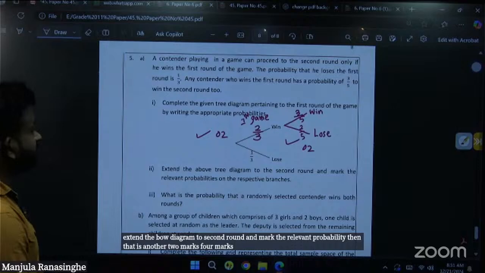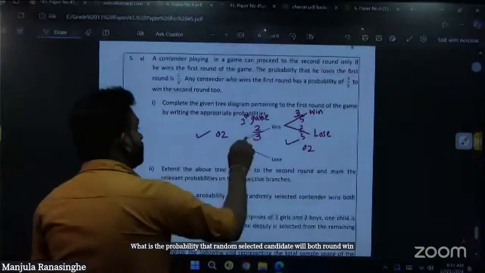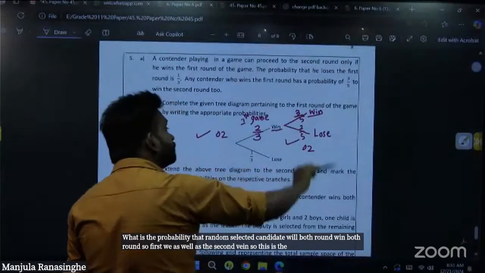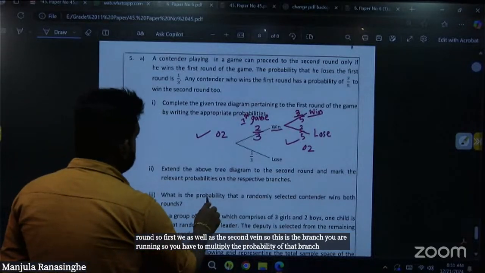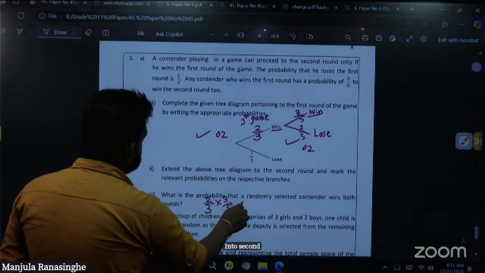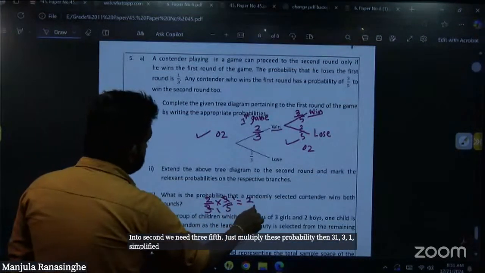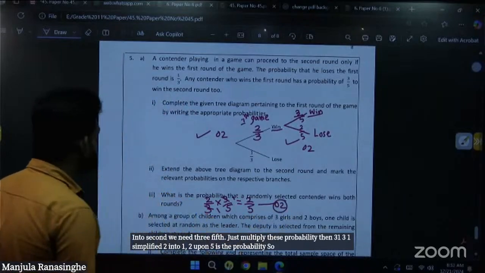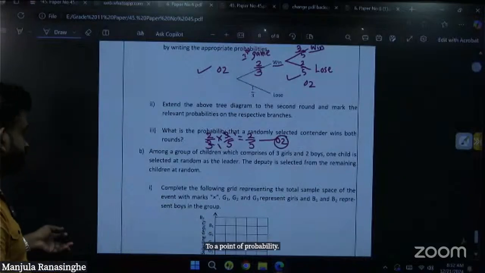What is the probability that a randomly selected contender wins both rounds? So first win as well as second win. So this is the branch you are running. So you have to multiply the probability of that branch. That means first winning is 2/3 into second winning 3/5. Just multiply these probabilities. Then 3 and 3 simplified, 2 into 1, 2 upon 5 is the probability. So you have 2 marks there.